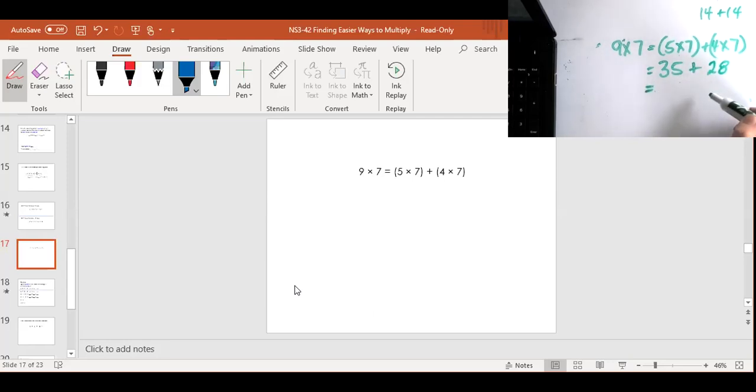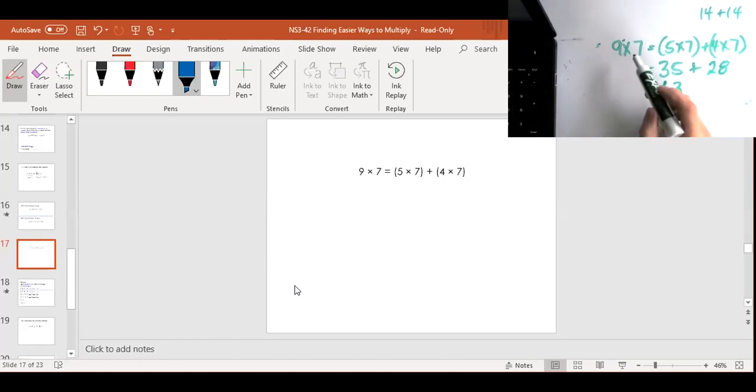I'm going to add this all together. 28 plus 35. Okay. I know that that's 13, and then 3, 4, 5, 6. There you go, 63 is the answer. Okay, and that's what they want you to do.